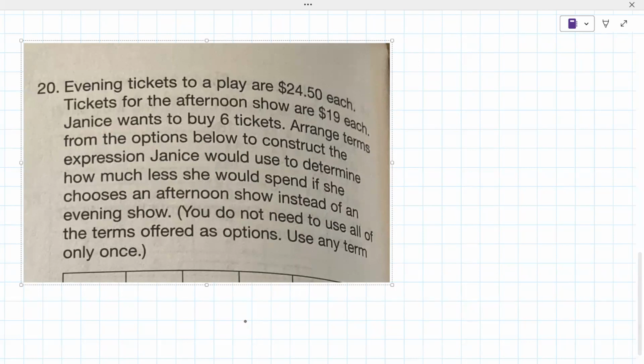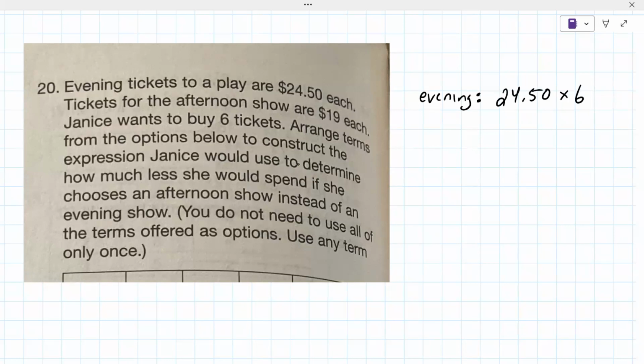So how much would it cost if she wants to go in the evening? How would you determine that? You don't have to actually get the amount. You just have to tell me how you're going to figure out how much it would cost total to go in the evening. 24.50 times 6. Yes. And if you wanted to go in the afternoon, it would be 19 times 6. Okay, and which is going to cost more?